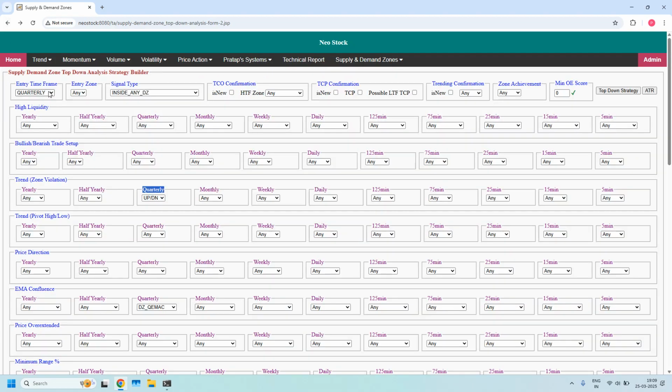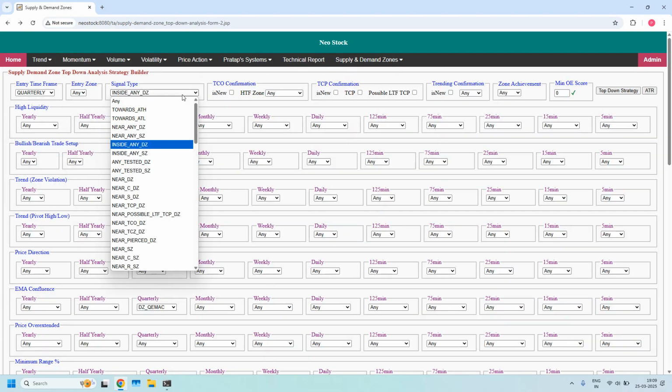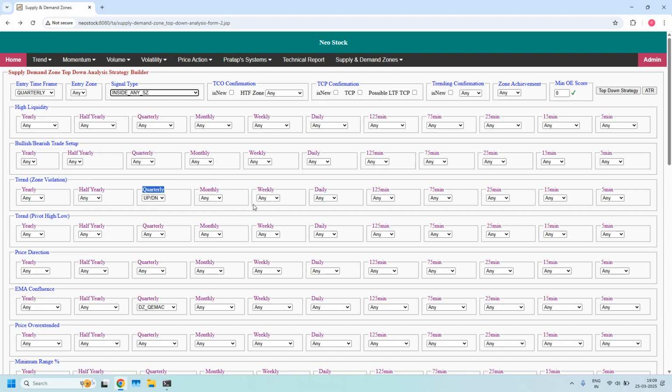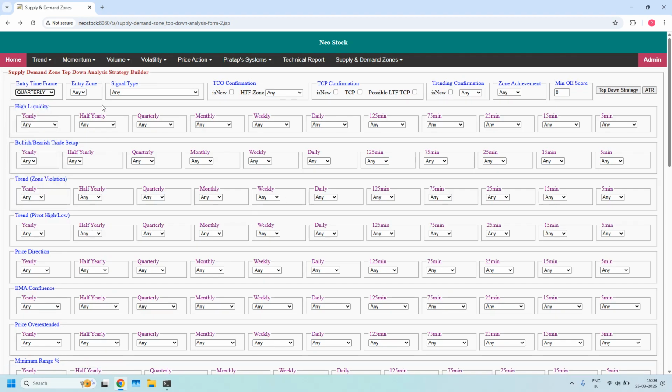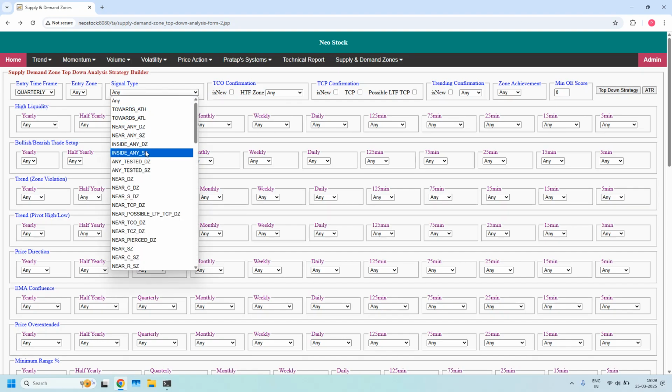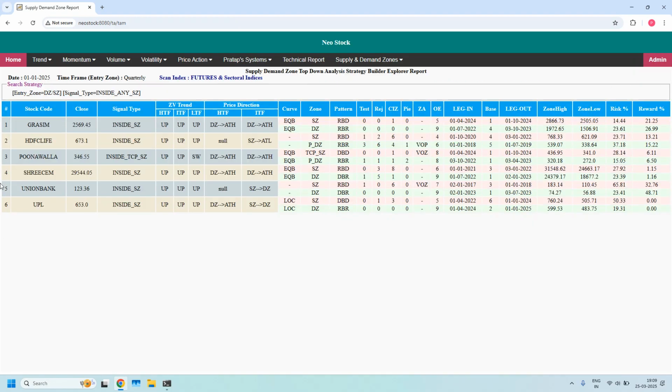Okay, next quarterly time frame. Price closed inside the quarterly supply zone. We got 6 stocks.